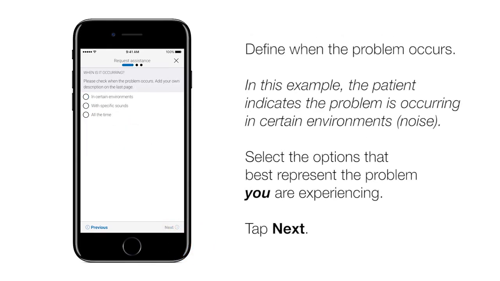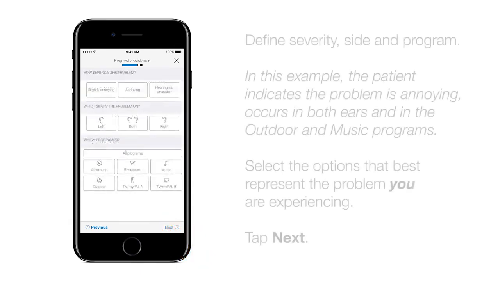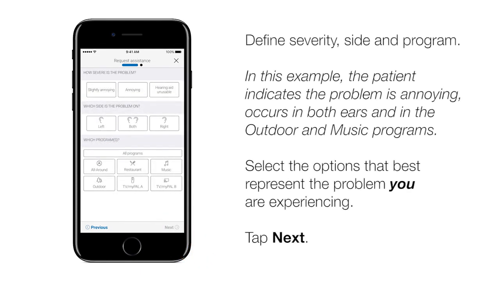Define when the problem occurs. In this example, the patient indicates the problem is occurring in certain environments (noise). Select the options that best represent the problem you are experiencing. Tap Next. The animated finger runs down the 3 options, which are in certain environments, with specific sounds, and all the time. It selects in certain environments and specifies noise in the drop-down menu of options. Then the finger appears at the bottom right of the screen and taps Next. A new page appears on the screen with a variety of options.